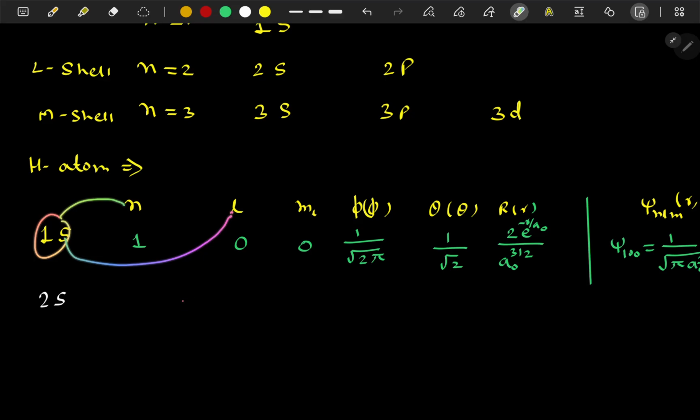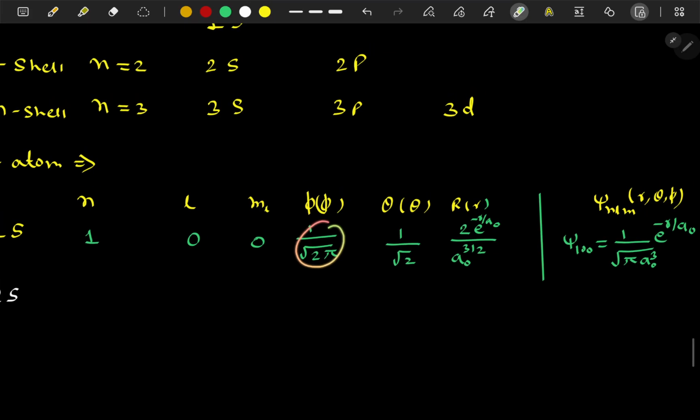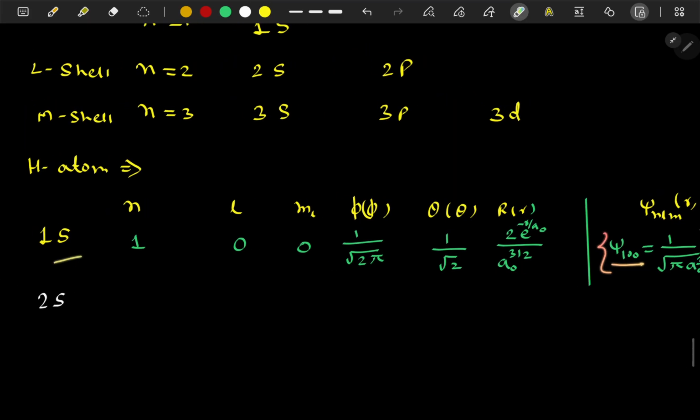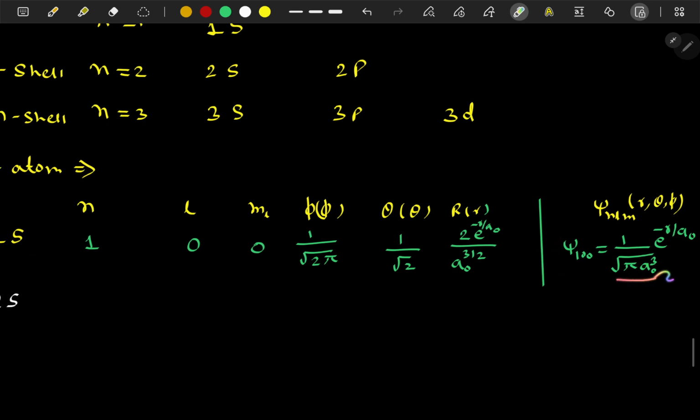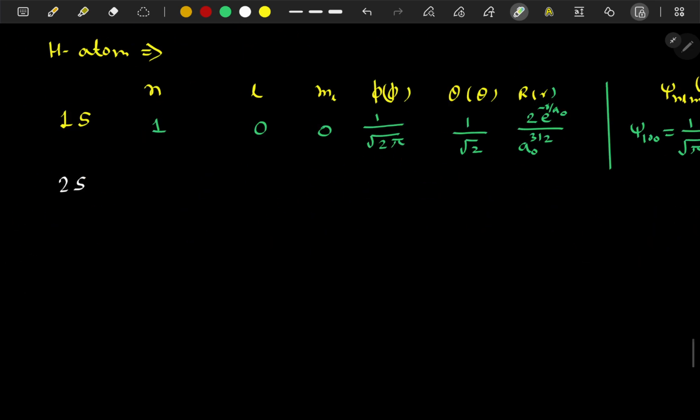If l equal to 0, m_l goes from minus l to plus l, which is 2l plus 1 values. So l equal to 0, so m_l is also 0. Now the values of R, theta and phi: R is 2 by a naught raised to the power 3 by 2, e raised to the power minus r by a naught, where a naught is the Bohr radius. Theta is 1 upon root 2, phi is 1 upon root 2 pi. And the ground state wave function psi 100 for 1s will be 1 upon root pi a naught cube, e raised to the power minus r upon a naught.